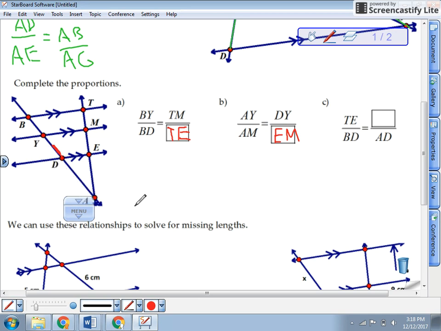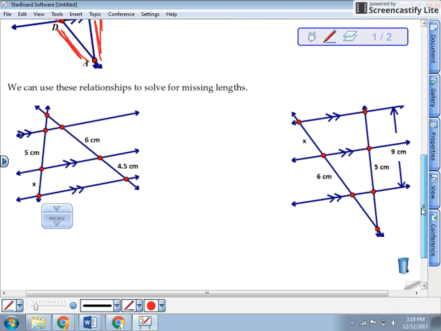I'll get rid of those lines. We've got TE this time. So TE right here is to BD on this side, so we're going right to left, as blank is to AD. Well, AD is on this side. AD is this piece right here. On this side, it must be AE. So AE is to AD. Let me write that a little neater. But you can see how we set it up: the piece on top to the pieces on bottom.